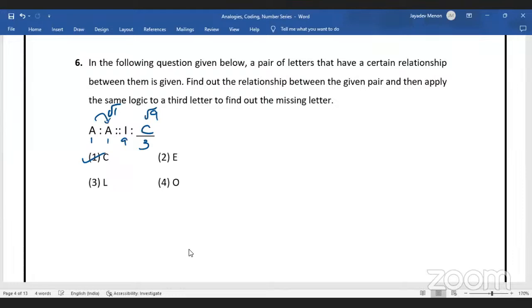In our option, we have C as first option. So this is the pattern, like 1 and root 1, 9 and root 9. Root 9 is 3. So the letter on the third position is the option 1.